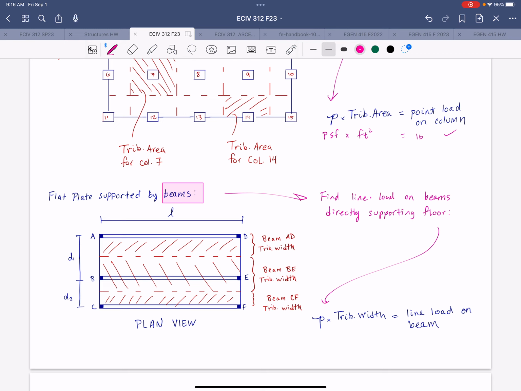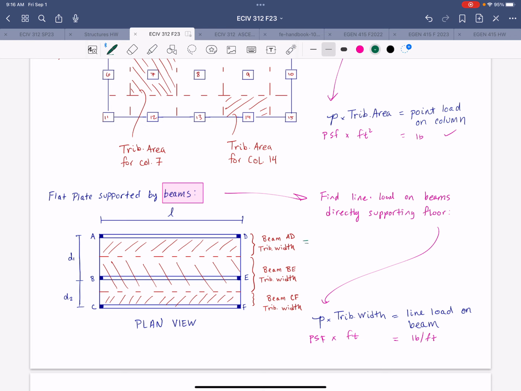And that's shown by this equation here. So we just take the pounds per square foot times tributary width, which gives us a line load in pounds per foot. And here I've noted what the tributary width is of each beam.